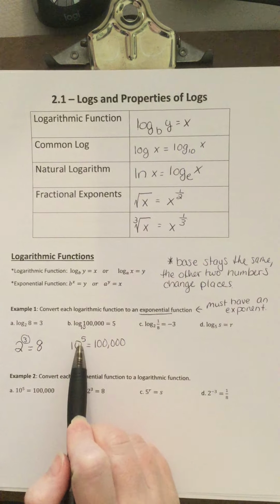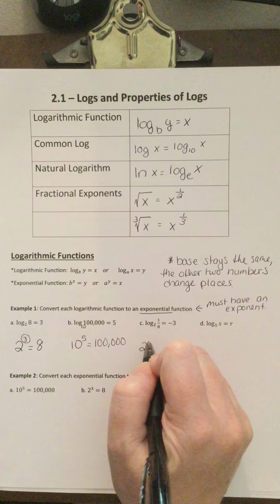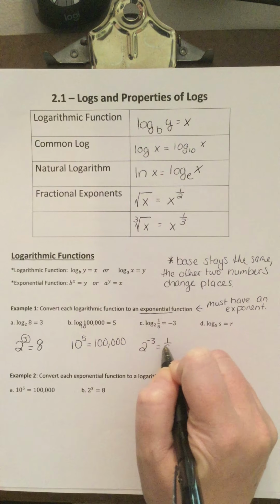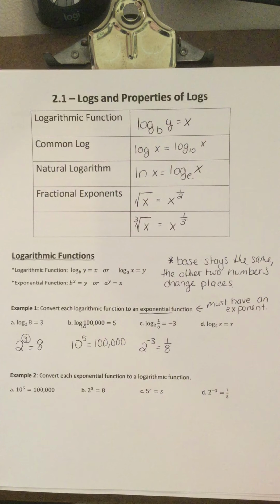Okay, over here for letter C. Base is 2. Other two numbers trade places. So it's going to be 2 to the 3rd power equals 1/8. And that does make sense.